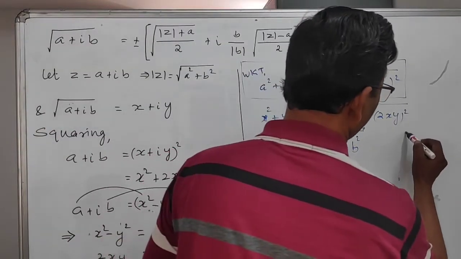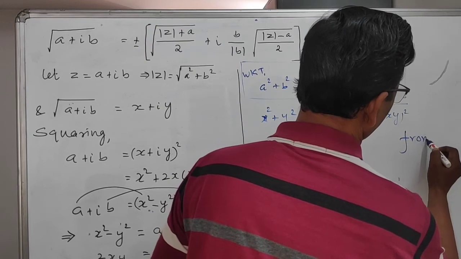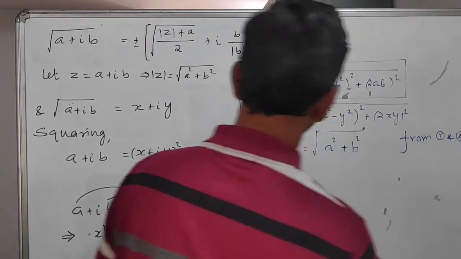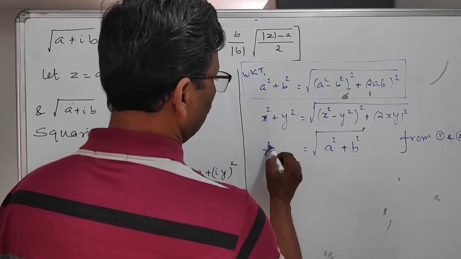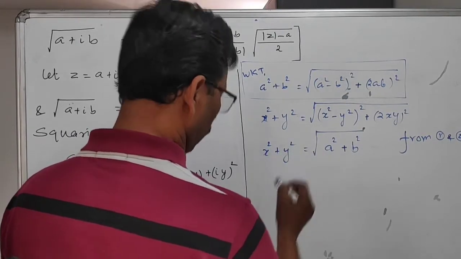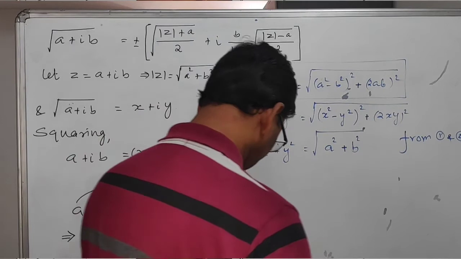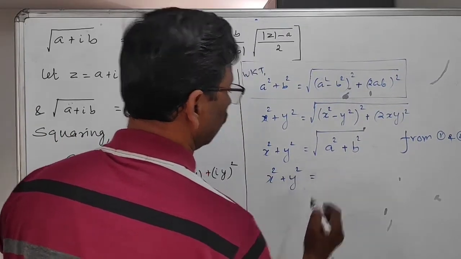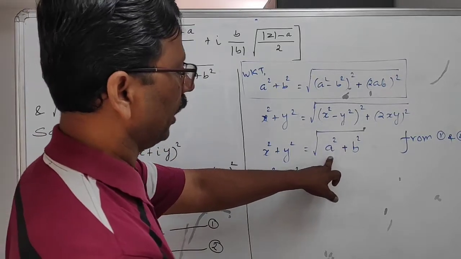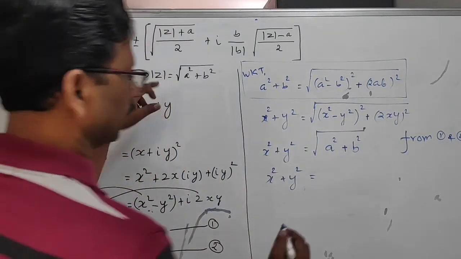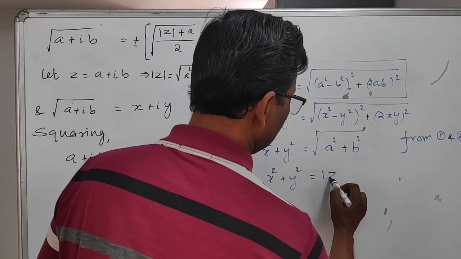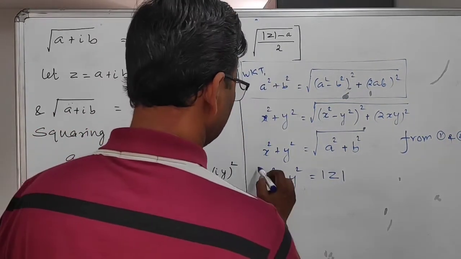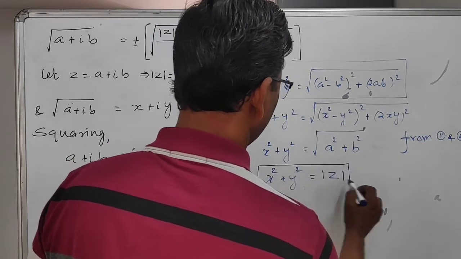Now you can write this from 1 and 2. Now this is the value of x square plus y square. So x square plus y square is equal to root of a square plus b square, which is nothing but modulus z. Therefore you can write this as modulus z. Now you can take this as equation number 3.